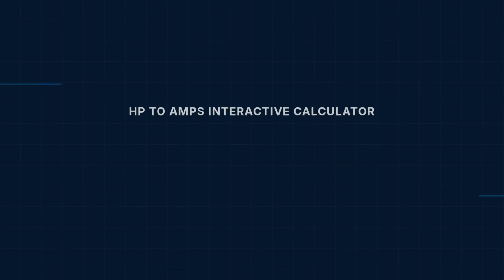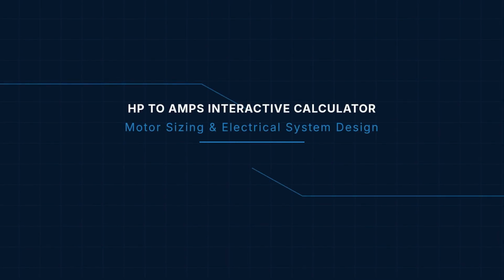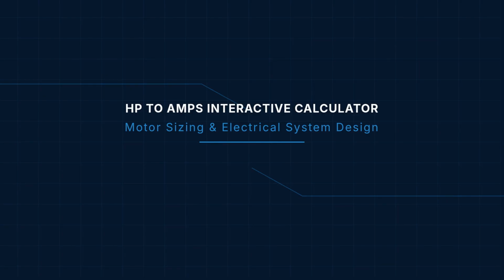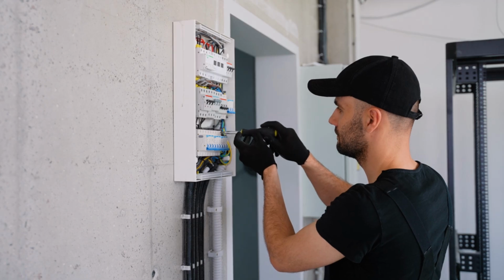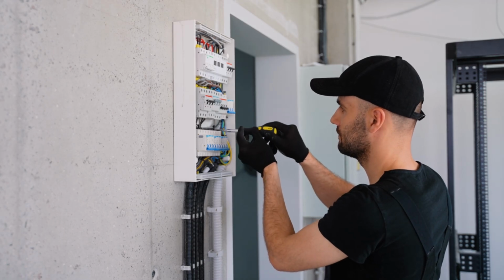Welcome, engineers. Today we're looking at the HP to amps interactive calculator, which solves a fundamental problem in motor sizing and electrical system design, converting between mechanical horsepower and electrical current draw.